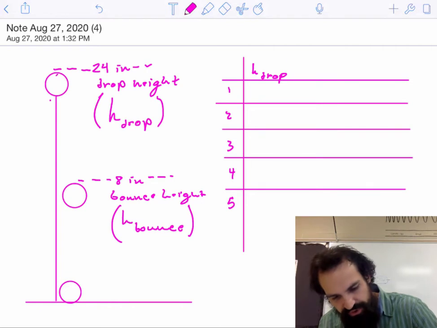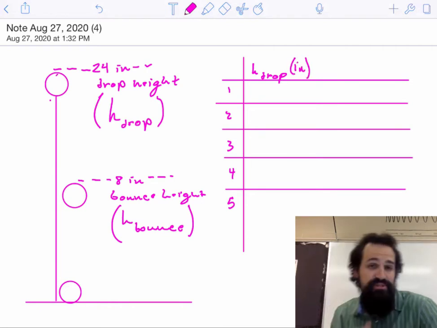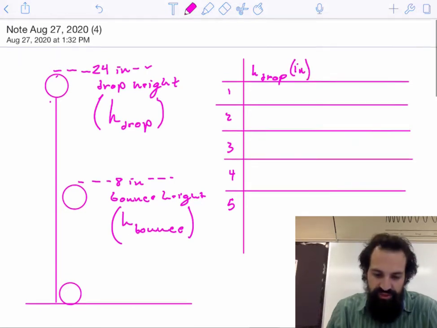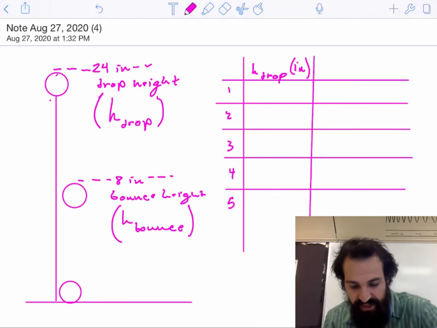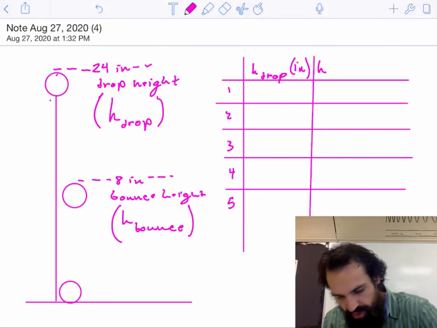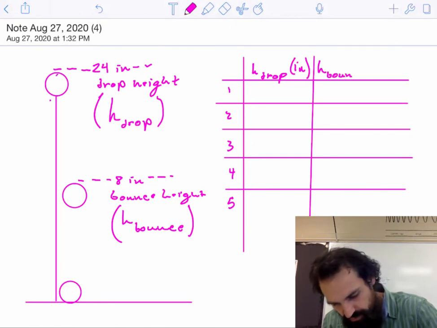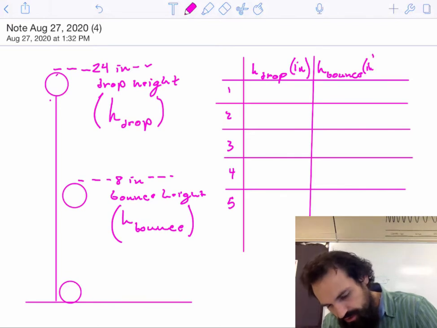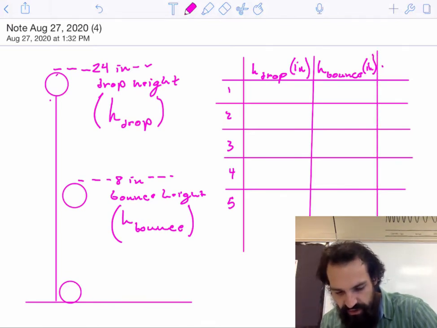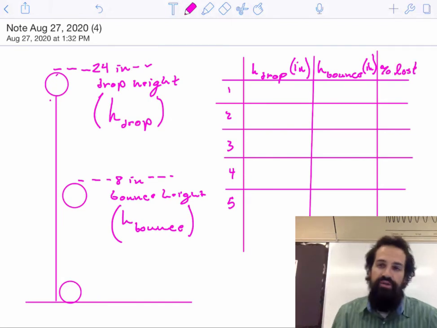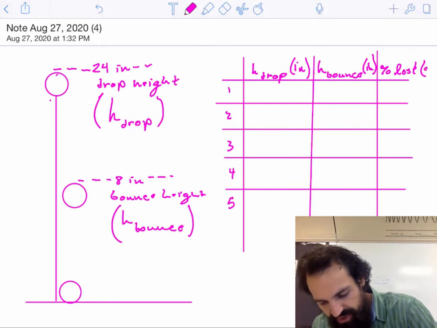And you should put your units in there too. I measured mine in inches. Whatever you measure yours in, that should be there. So that's my first column. The second column should be bounce height, and that's also measured in inches. And my third column is going to be the percent lost, the percent energy lost, the percent height lost, and that's going to be measured in percent.